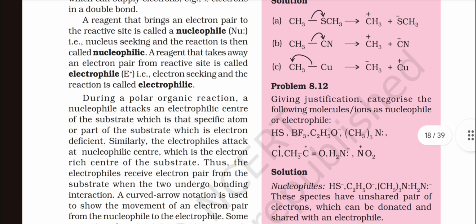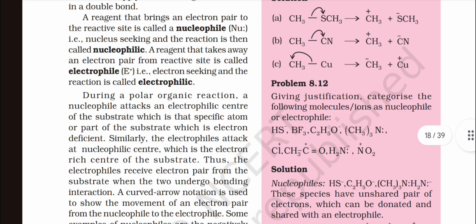The reagent that brings an electron pair to the reactive site is called a nucleophile. Nucleophile means nucleus seeking, and the reaction is then called nucleophilic. A reagent that takes away an electron pair from a reactive site is called an electrophile. Electrophile means electron seeking, and the reaction is called electrophilic.